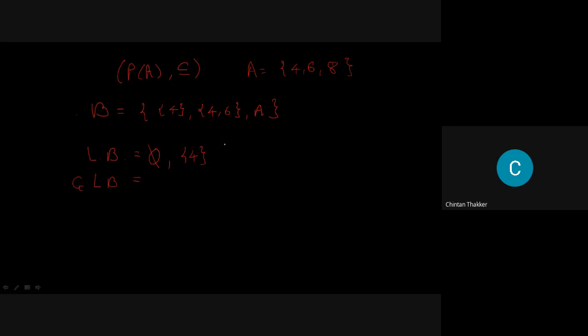We cannot take singleton 6. Singleton 6 is a subset of 4 comma 6 and A, but it is not a subset of singleton 4. So singleton 6 is not a lower bound. So we have these two lower bounds. Now which one is the GLB? Which one is the greatest lower bound?